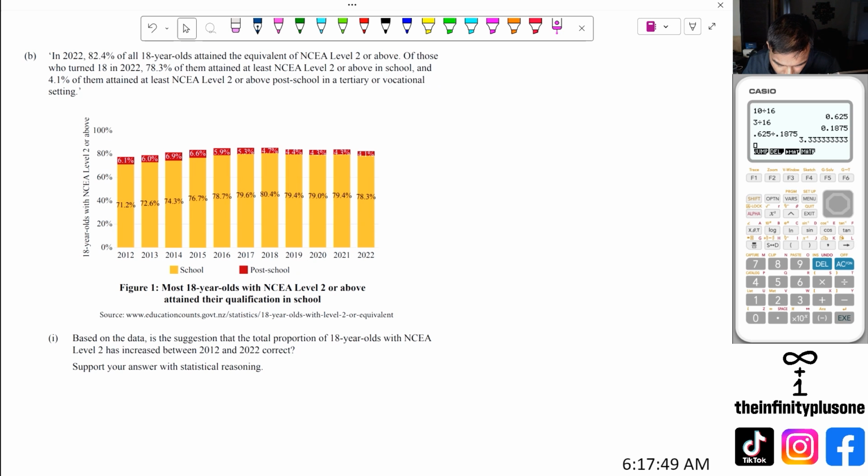All right, team. So for this question here, based on the data, we've got total proportion of 18-year-olds has increased between 2012 and 2022. Correct? Is it correct? All right. So firstly, we're going to look at the total number of people in 2012. Now, total number in 2012 is equal to 77.3. And then in 2022, we've got 82.4.